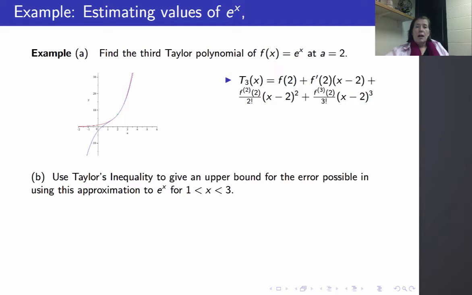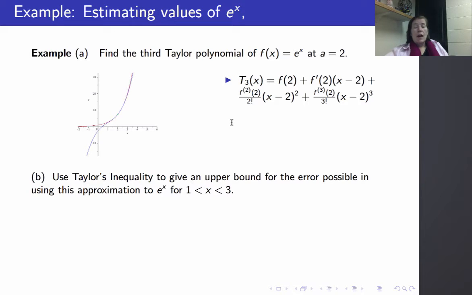So on the left I have a graph of the function y equals e to the x shown in red, and I also have a graph of this third degree Taylor polynomial, which is f evaluated at 2 plus the first derivative at 2 times x minus 2 plus the second derivative at 2 over 2 factorial times (x minus 2) squared plus the third derivative at 2 over 3 factorial times (x minus 2) cubed. So this is a cubic, and you can see that the graph of this Taylor polynomial in blue here does indeed look like a cubic.